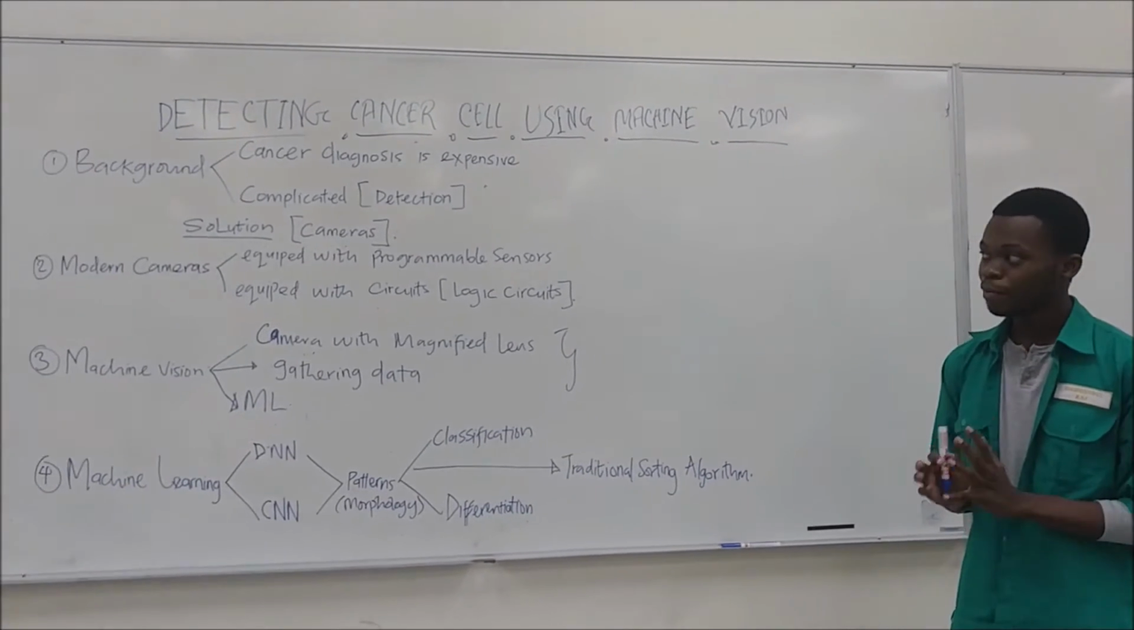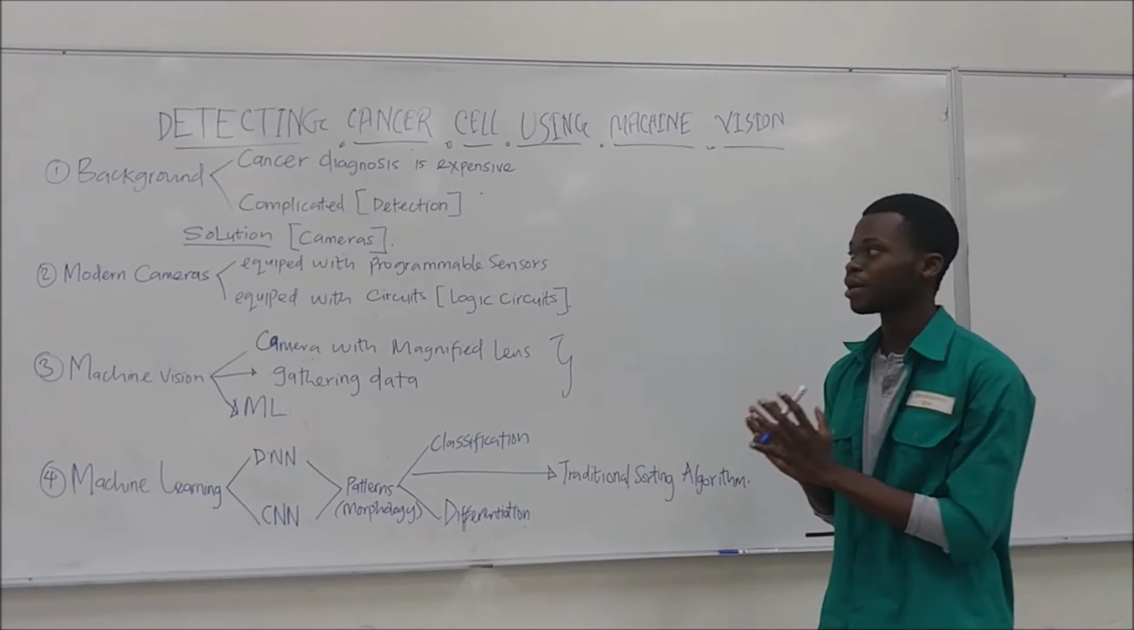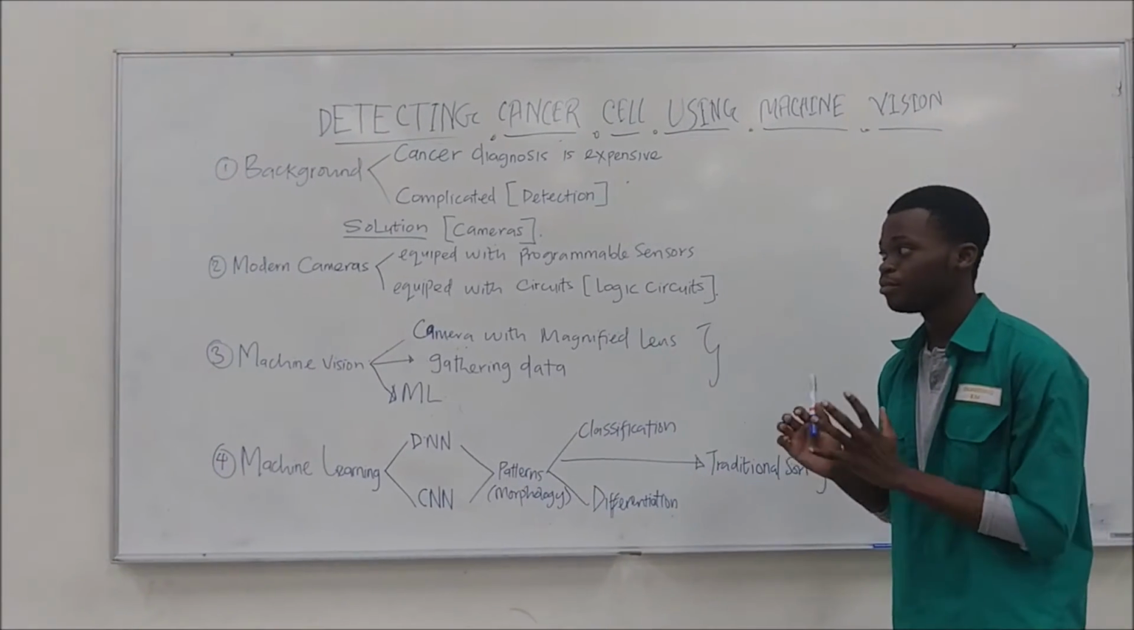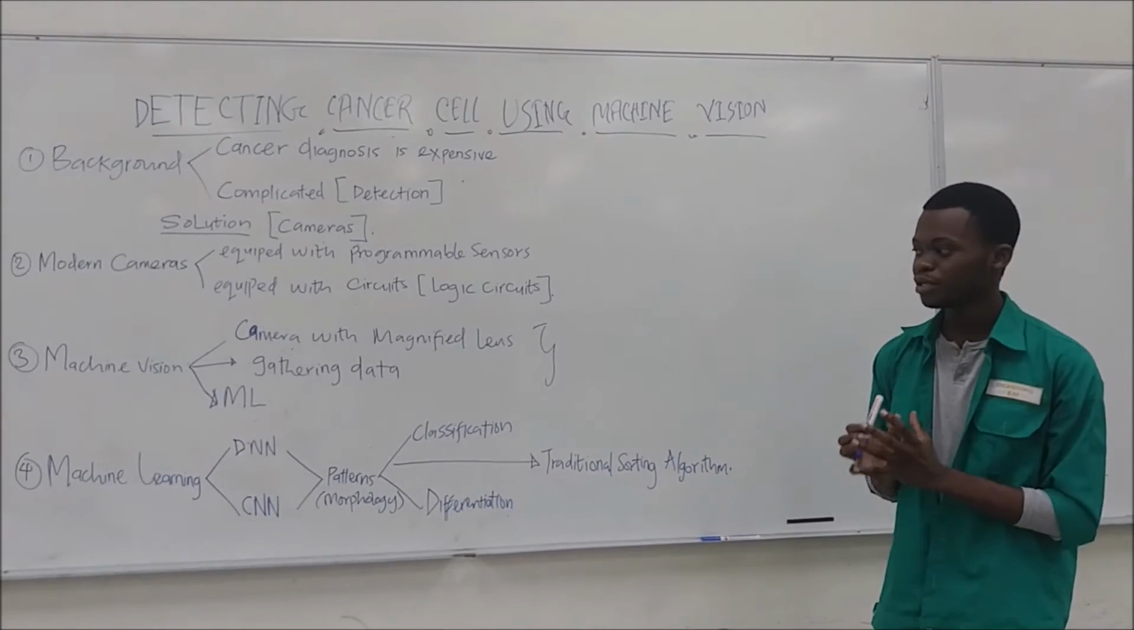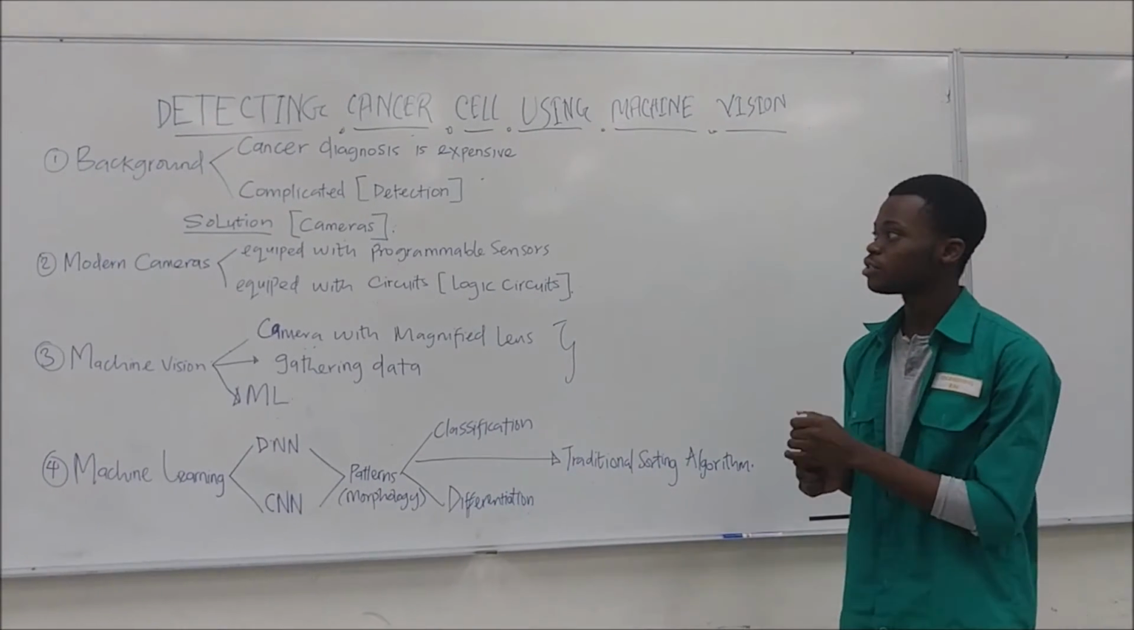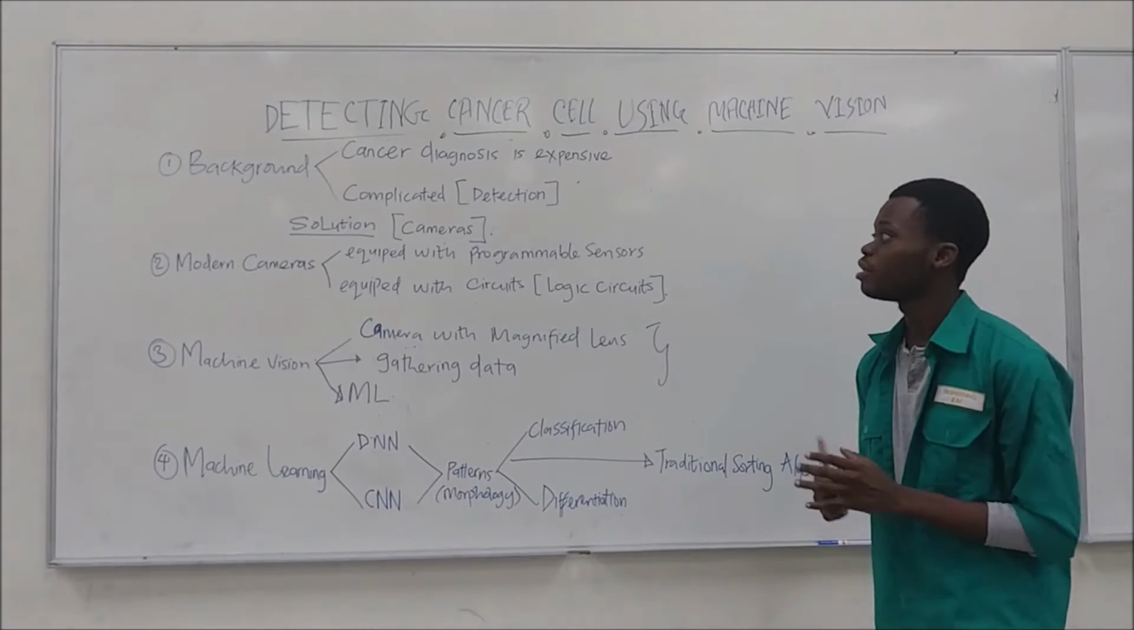So first, there are 4 parts to this presentation. We're going to give you a background of what cancer really looks like in modern days. We're going to talk about cameras, we're going to talk about machine vision, and we're going to talk about how we make a decision using machine learning. So first, let's talk about the background of this project.